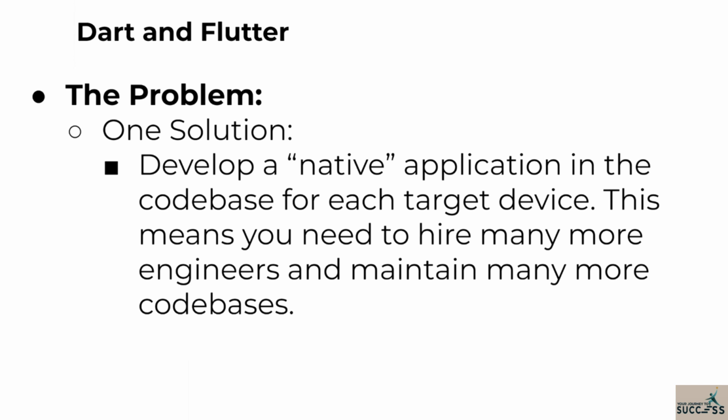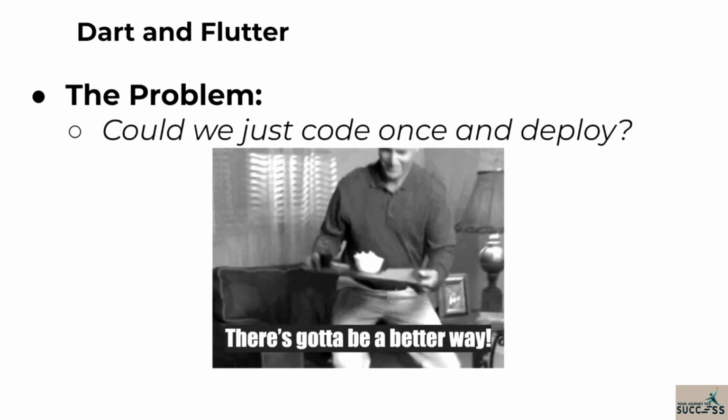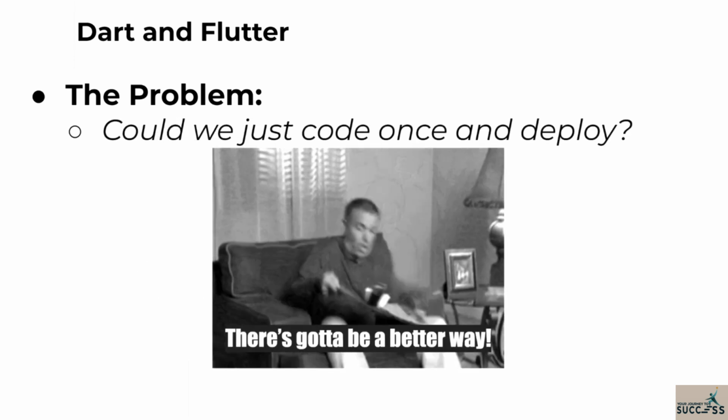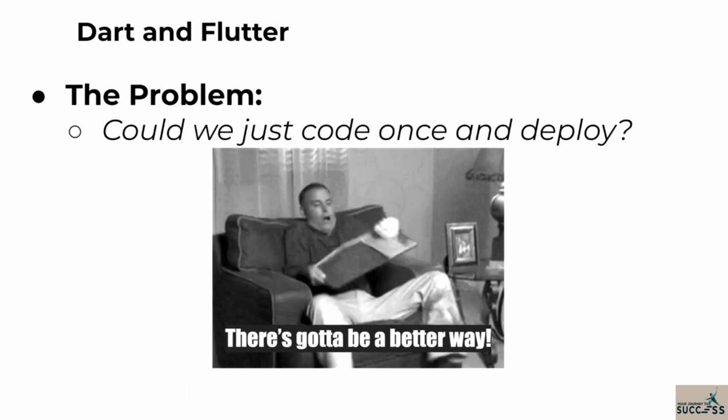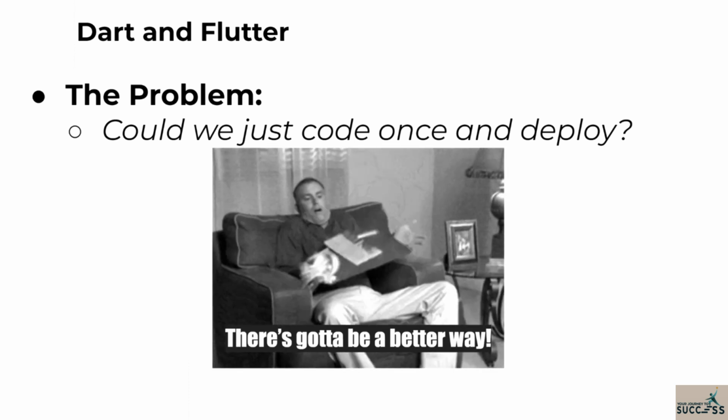One solution is to develop a native application in the codebase for each target device. That means you would have one codebase in something like Swift for iOS devices, then another codebase in something like Java or Kotlin for Android devices. And then for your web application, you would develop a similar codebase, but this time it's in JavaScript. Now that means you need to hire many more engineers, and unfortunately, that means you also need to maintain many more different code bases. So of course you're probably wondering, there's gotta be a better way. Could we just code once and then deploy to multiple screens or multiple devices?